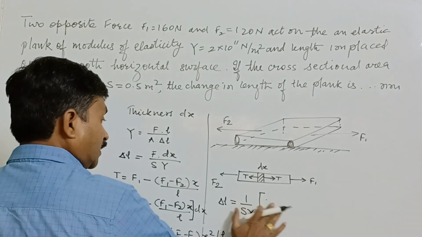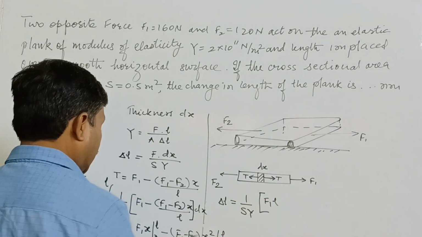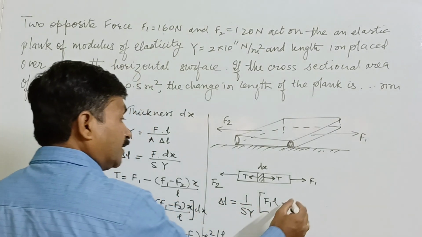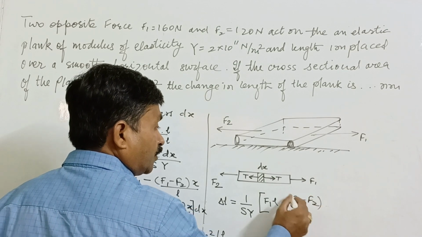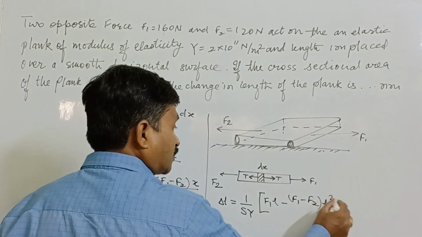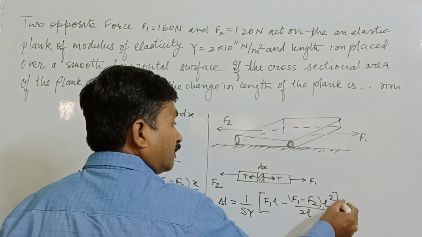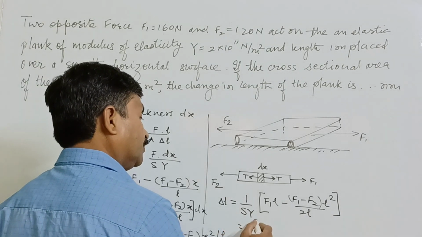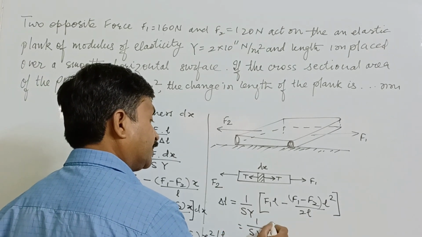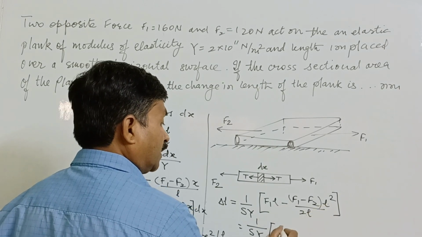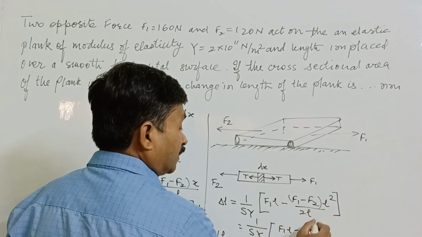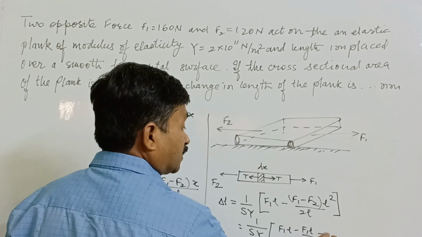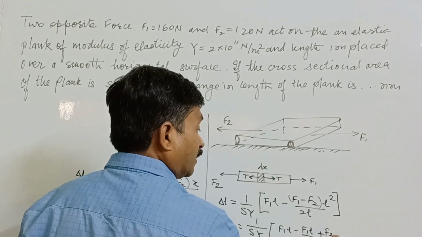F1 into L, and another is the lower limit, that is 0. Now here it is F1 minus F2, we will substitute L square upon 2 into L, and the lower limit will be 0. So we have here 1 upon S into Y, that is F1L minus F1L by 2, and it is plus F2L by 2.